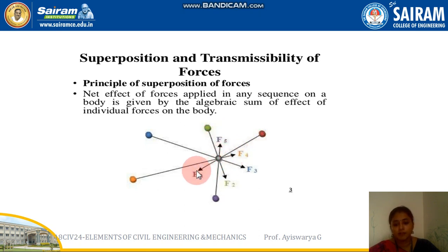For example, F1 is 2 kilonewton, F3 is 2, everything is 2 kilonewton, and if you have 5 forces, together they will produce a 10 kilonewton load. Whatever the sequence, orientation or direction, the net effect of the forces is equal to the sum of the effects of the individual forces.